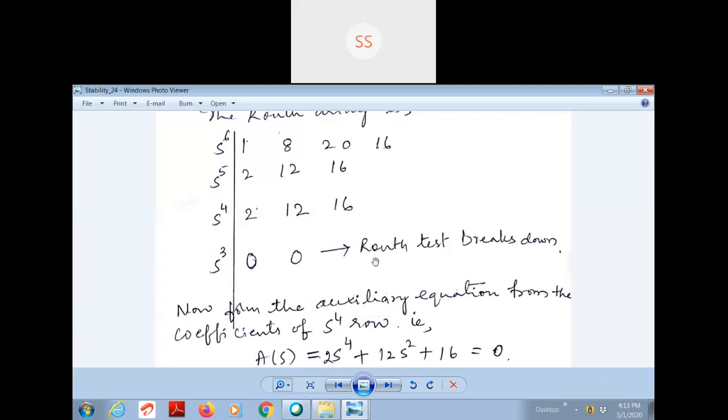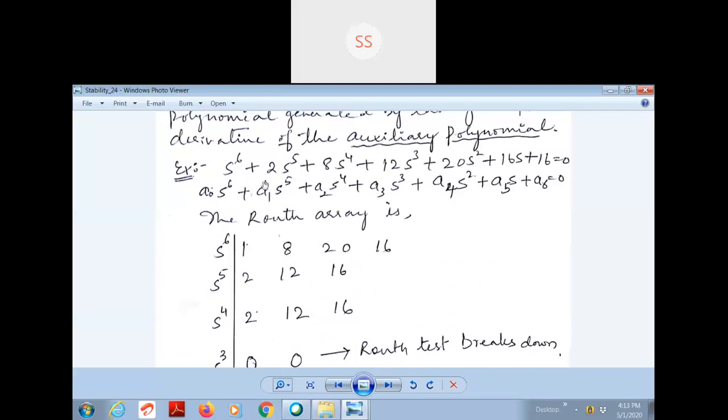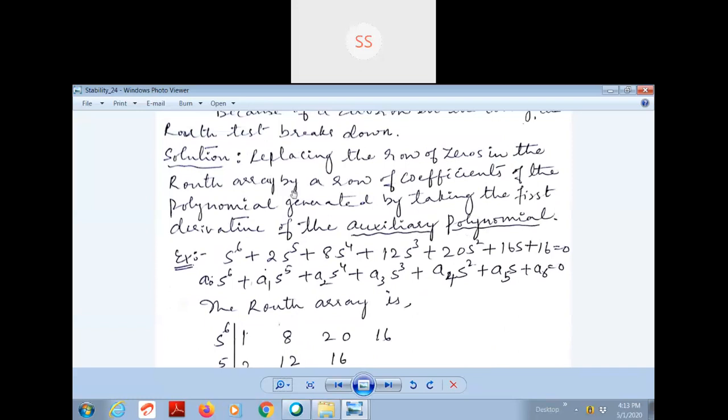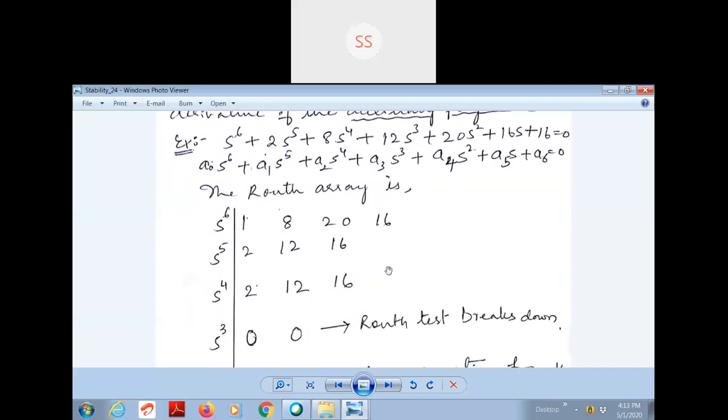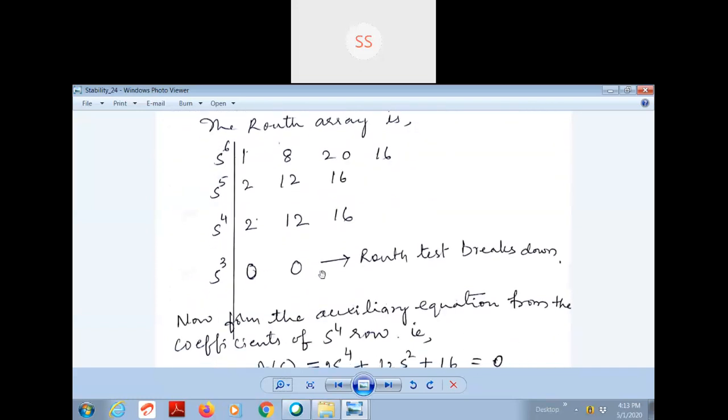When both become 0 here, the Routh test breaks down, because further we have to fill up s square, s to the power of 1 and s to the power of 0. Still 3 more rows are there, but zeros are appearing at the s cube row itself. So now we have to adapt this particular solution. What is the solution? We have to replace this s cube row so that we can proceed further.